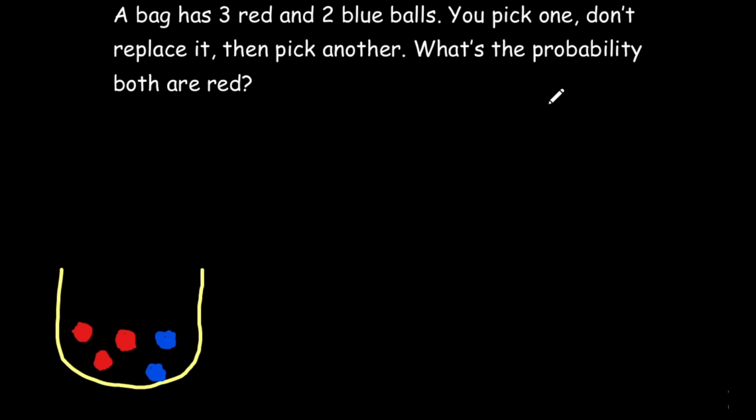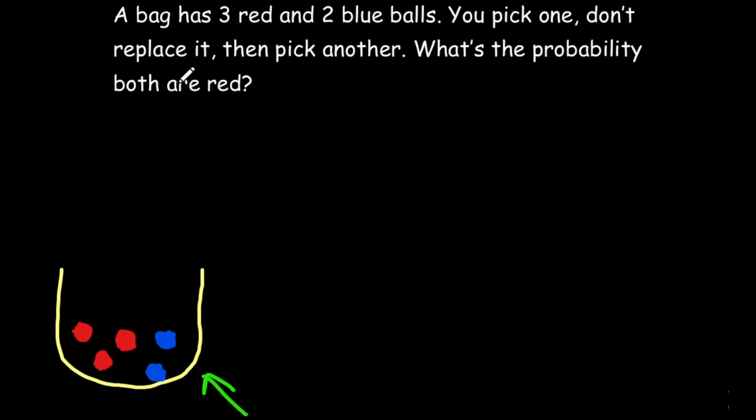So in today's video, we are looking at a probability question, and we'll look at the easiest way to understand this question and solve it properly. So let's look at the question. The question says that a bag has 3 red and 2 blue balls. So there's an illustration which we have here. This is the illustration of the bag, and there's 3 red balls and 2 blue balls. Okay. The question says you pick one and don't replace it. Okay, then pick another one. What's the probability both are red?